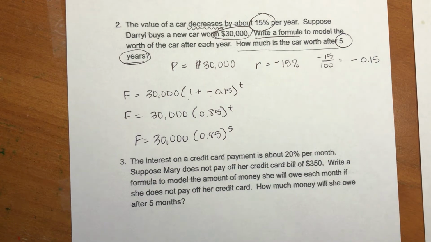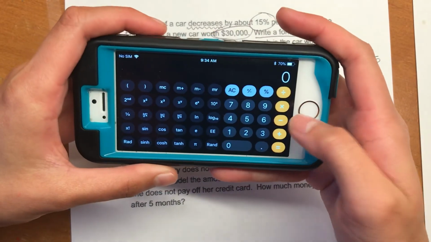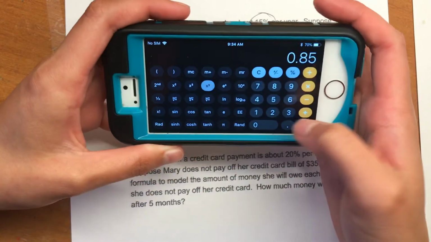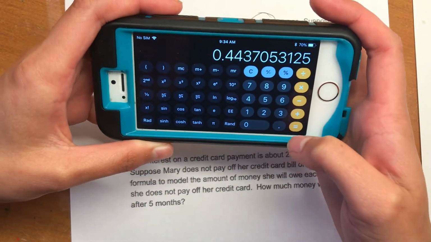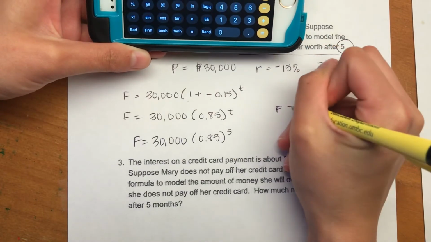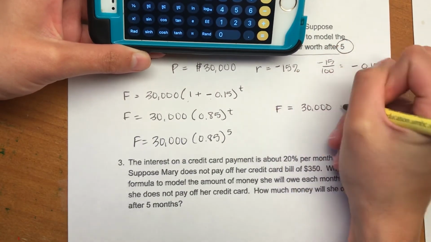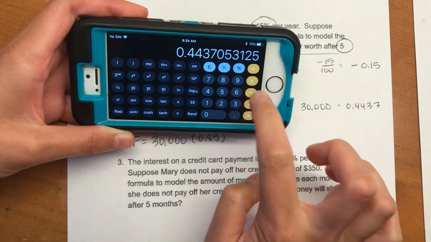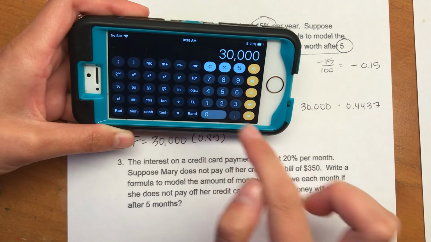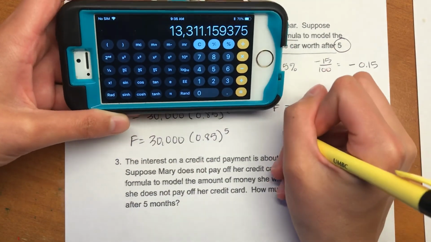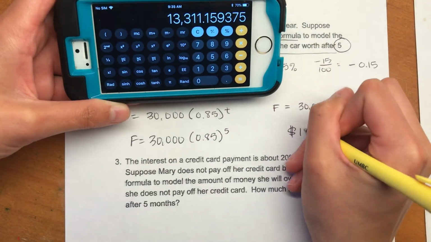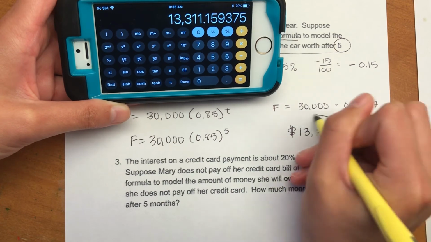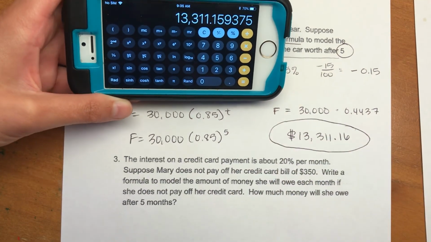Okay, so I'm going to have to use my calculator to do 0.85 to the 5th, and then I get, I'm going to go over here, F equals 30,000 times 0.4437, so I can multiply this by 30,000. So the value of the car after 5 years is $13,311.16. Okay, so that's a pretty accurate model, right?